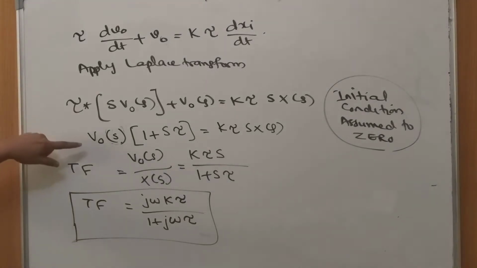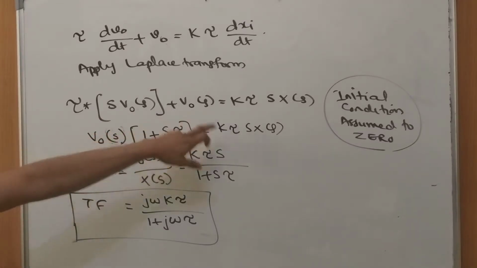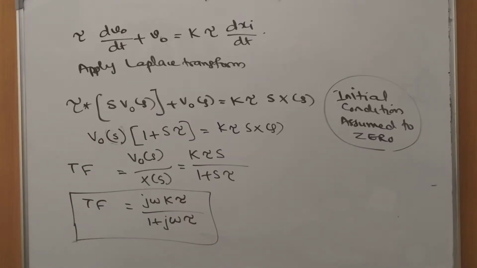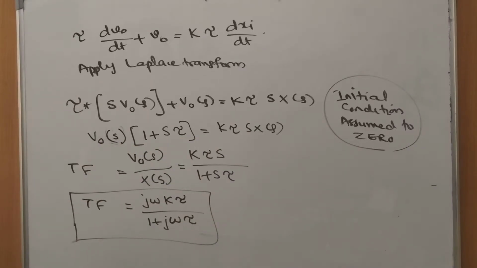So if you simplify this Laplace transform equation, we found tau s V0 by s plus V0 by s equal to k tau into s X0. Already we have mentioned that the initial conditions are assumed to be 0. So the above equation can be simplified as V out of s times (1 plus s tau) equal to k tau into s into X of s.